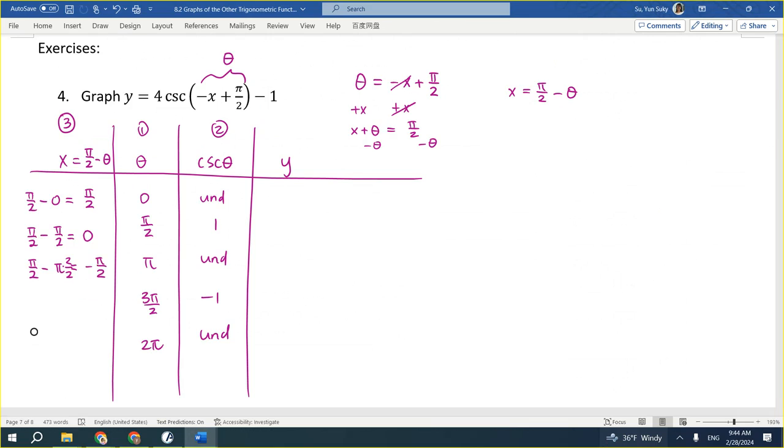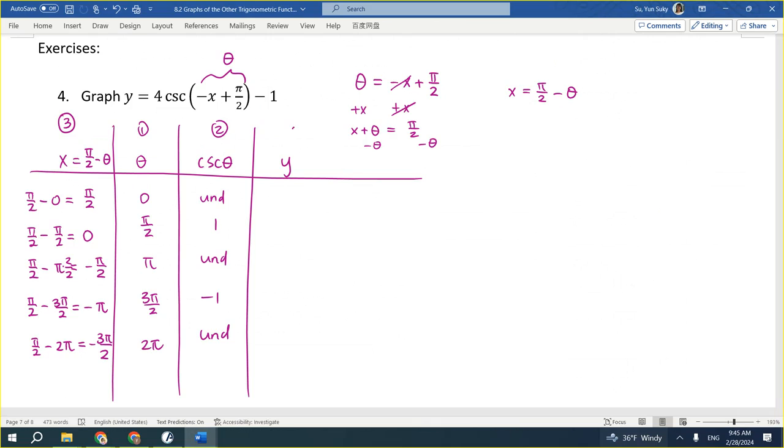The pi minus 2 pi is negative pi and then over 2. Next one, pi/2 minus 3 pi/2. Negative pi. Pi over 2 minus 2 pi. Negative 3 pi over 2. Is everybody okay with the calculations? Yeah? So far so good?